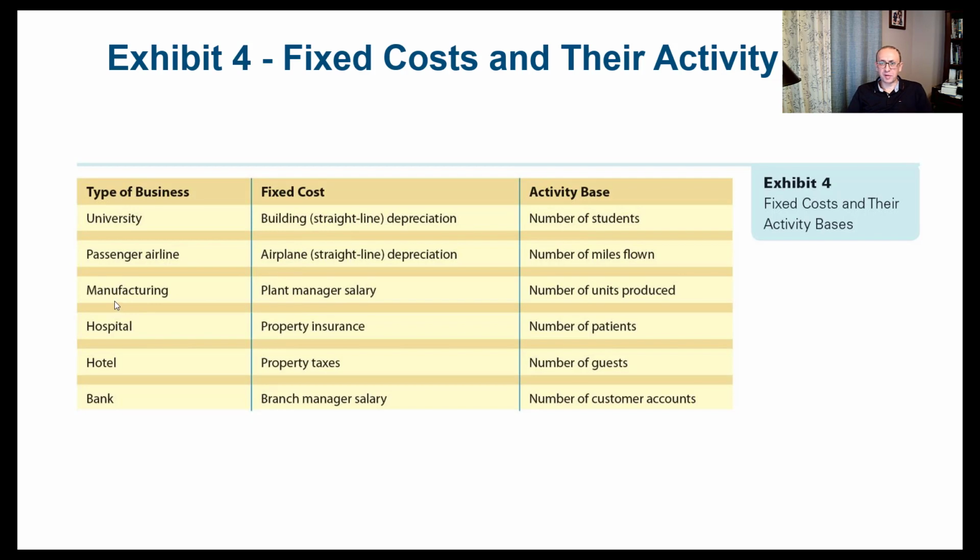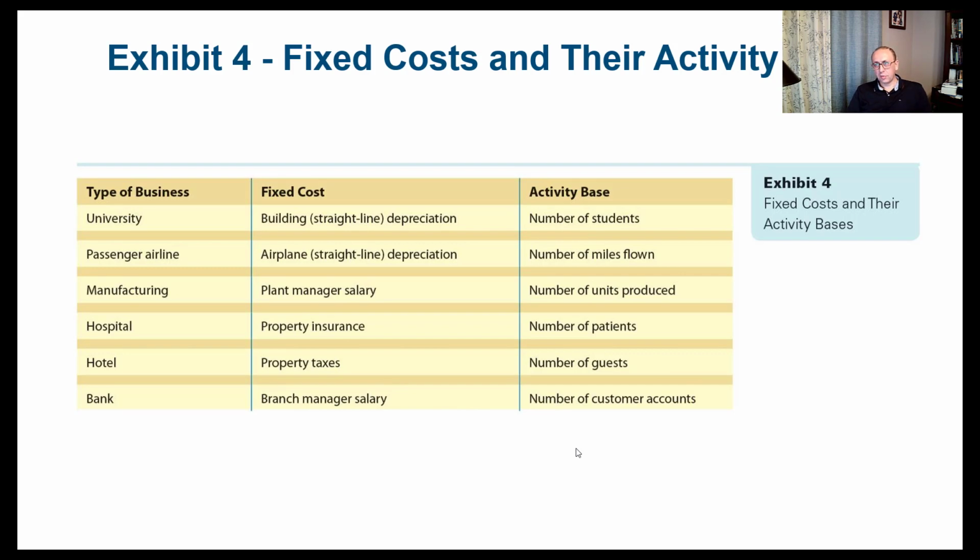In an example of a manufacturing firm, the plant manager's salary, again, that's always going to be fixed. It doesn't matter how many units are produced. In a hospital, the property insurance is a fixed amount. It doesn't really get impacted by the number of patients. The same thing for a hotel. The property taxes are the same whether we have 1 guest or 2,000 guests. It doesn't matter. In a bank, the branch manager's salary, again, is not really impacted by the number of customer accounts.